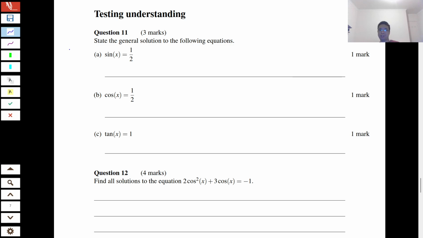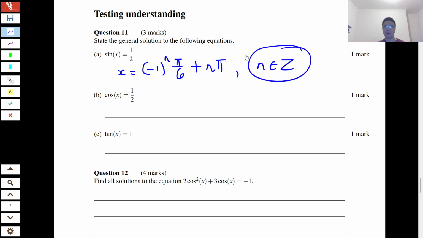Okay, for question 11, there are going to be many possible solutions. I'll leave it to you to work out whether your solution is equivalent. I'm going to write down the most compact solution. So sine x equals a half. The inverse sine of a half is pi on 6. So all we want to do is have negative 1 to the power of n times the inverse sine of the ratio plus n pi, where n is an integer. You need to write this part, otherwise you have not stated a complete general solution, because you need to specify the meaning of the parameter n.